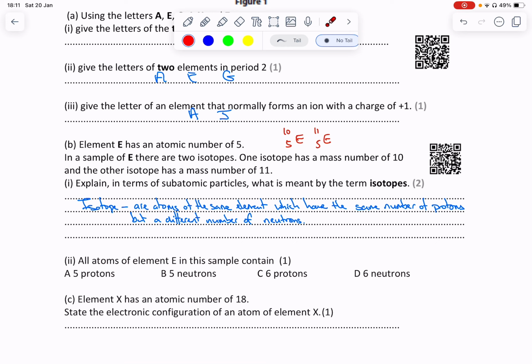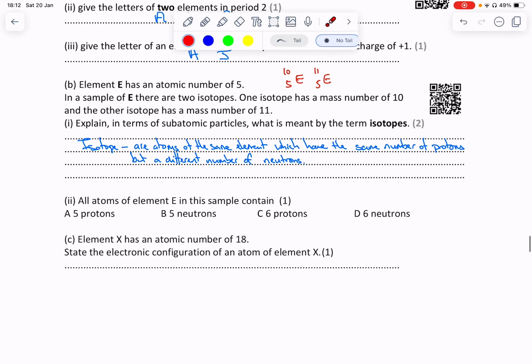What we have to say in our response when we describe what is meant by an isotope is that they're atoms of the same element. They've got the same number of protons, but a different number of neutrons. You get 1 mark for saying same protons, second mark for saying different number of neutrons.